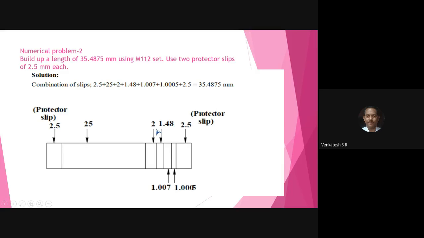Then you go for the unique number 2. 2 is available. Next set the whole number 25. If you combine together 2.5 times 2, 1.005, 1.007, 1.48, 2 and 25, that will give you the dimension 35.4875. So all of you, please write down the problem.